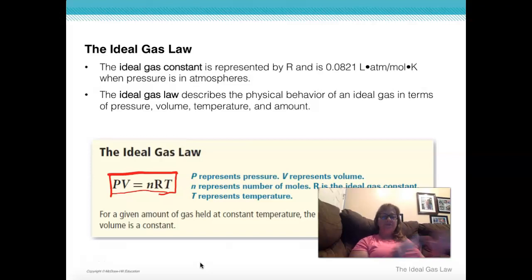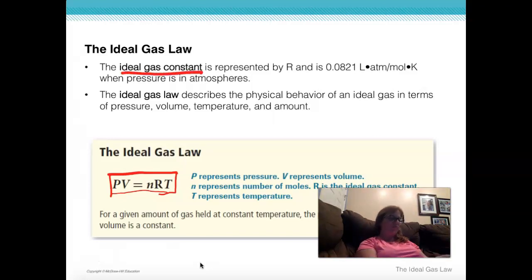Okay, so we were talking about the ideal gas law. I had just introduced you to the formula for it, and now we're talking about the ideal gas constant. This ideal gas constant is represented by the variable R, and as long as you have your pressure in the units of atmospheres, your R is always going to be 0.0821. This number you need to memorize. So you will always use 0.0821 for R as long as your pressure is measured in atmospheres.